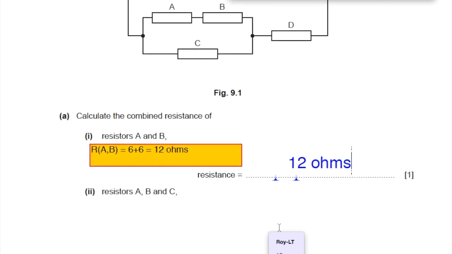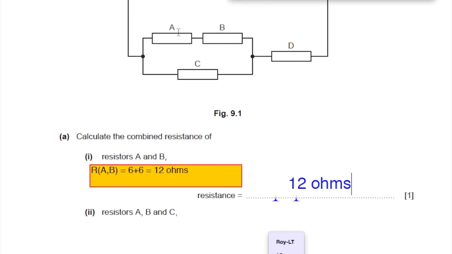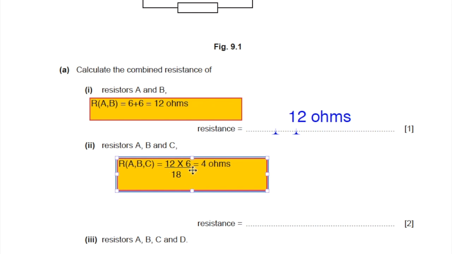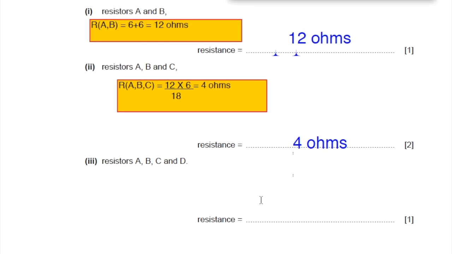Now coming to the next part of the question, resistors A, B and C. This is a parallel combination. A and B together have 12 ohms, and 12 is in parallel with C. So 12 and 6 ohms are in parallel. Which formula would you apply? 12 times 6 upon 12 plus 6 gives you the total resistance. 12 times 6 upon 18 gives you 4. So 4 ohms is the right answer.